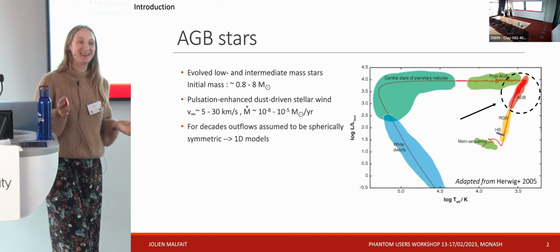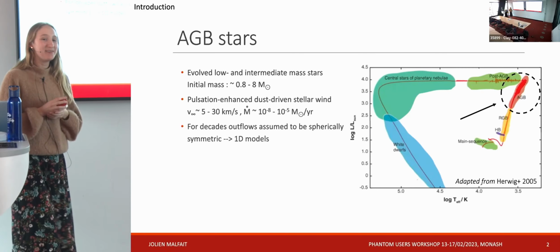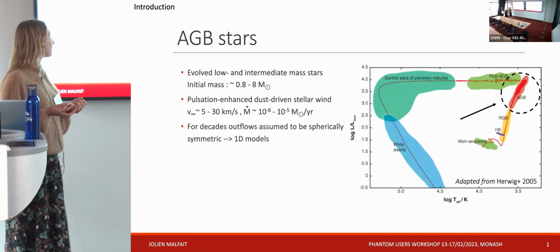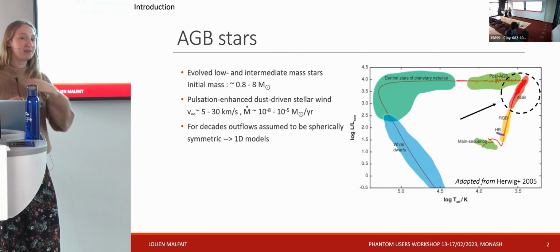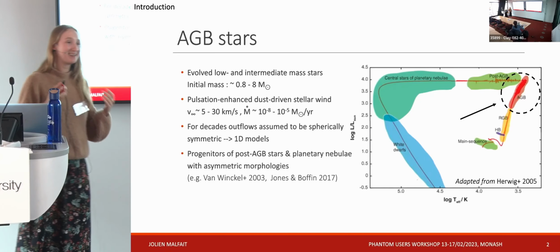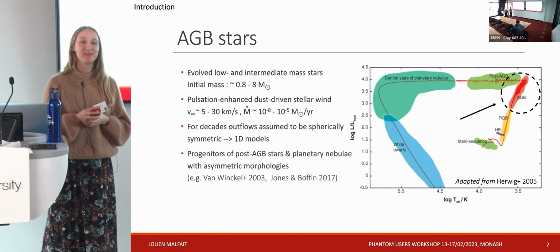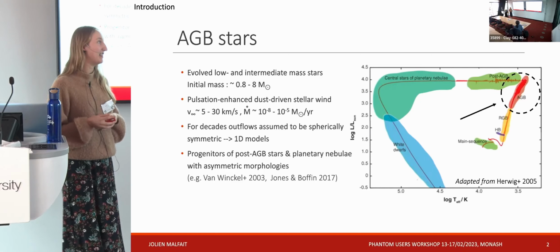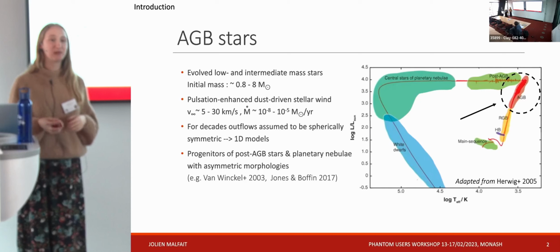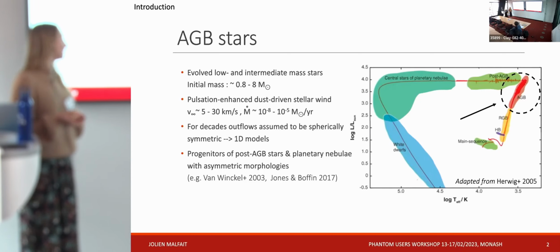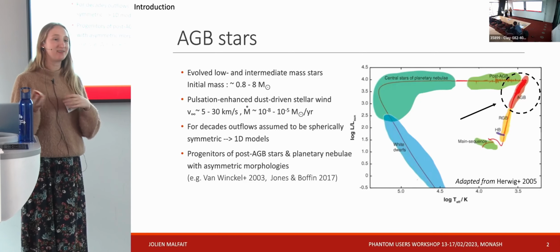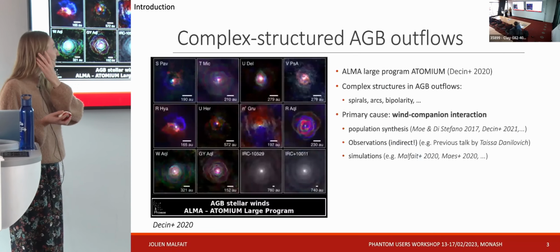So again, as Thijs already explained a bit, for decades these outflows were modeled using a 1D approach because they assumed that these outflows were spherically symmetric. But the successors of these AGB stars are post-AGB stars and planetary nebulae, which are known to have very complex outflows with a lot of intricate structures. So there is kind of a problem here: how do we go from the spherical AGB stars to these complex outflows?